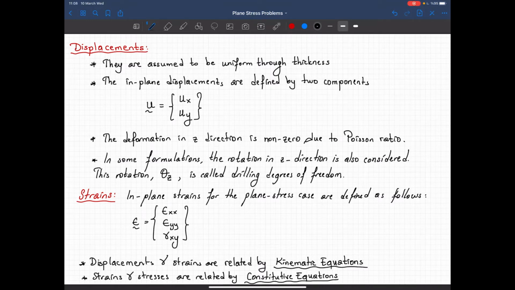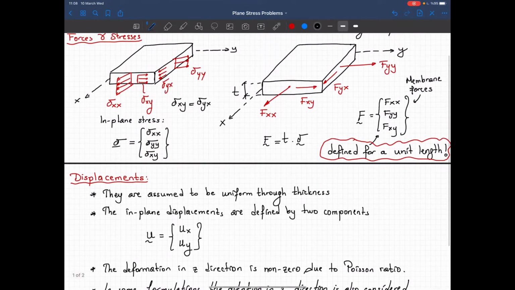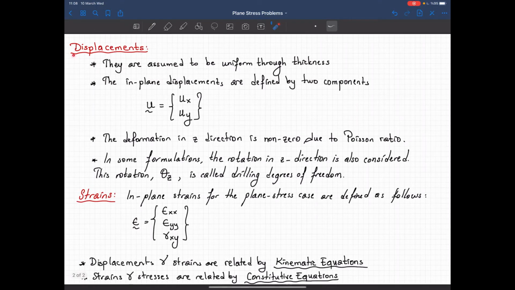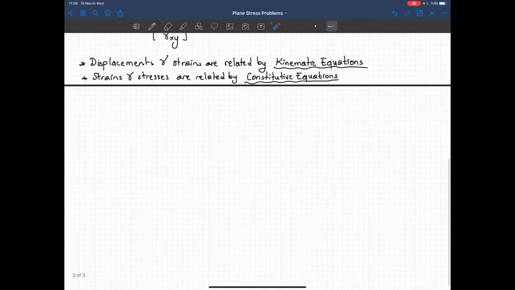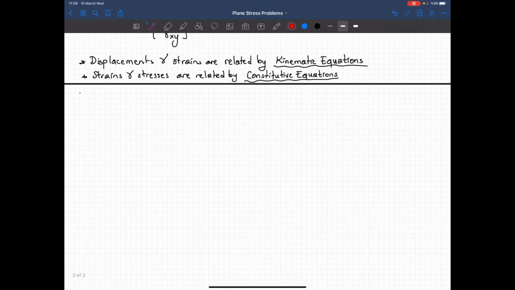So what we are going to do is, again, we have the force-stress relationship. I need to find a relationship between the displacements and the strains, and then we need a relationship between the strains and stresses. So after determining all these relationships, we can write down the energy equations and obtain what we need to calculate the stiffness matrix and the consistent load vector. So let's do that, okay? Let's start with the kinematic equations.